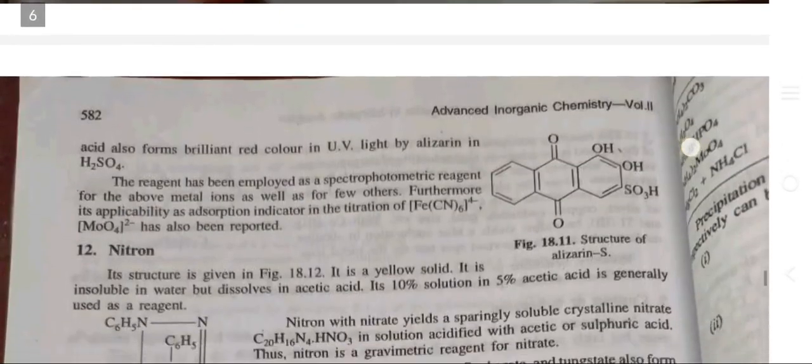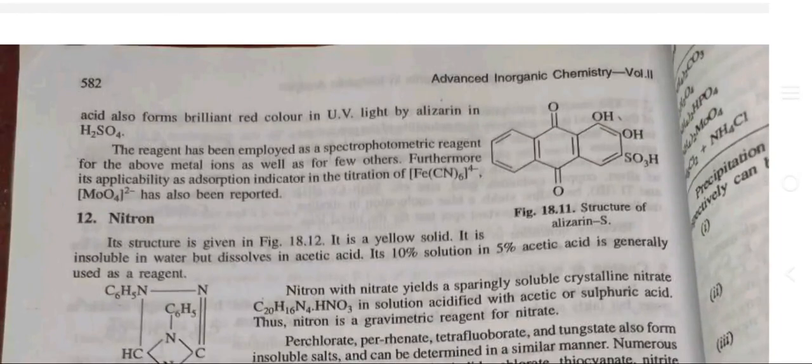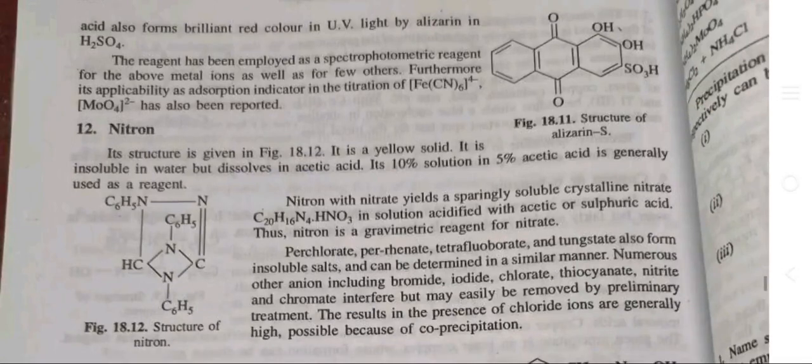Boric acid also forms a brilliant red color in UV light with alizarin in H2SO4. The reagent has been employed as a spectrophotometric reagent for the above metal ions as well as for a few others. Furthermore, its applicability as an adsorption indicator in the titration of Fe(CN)6 4- has been reported.